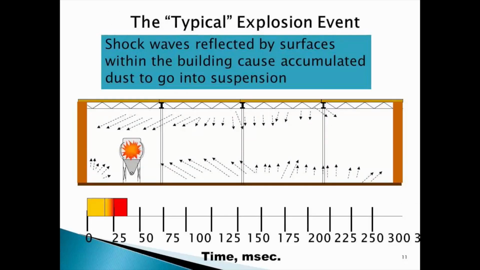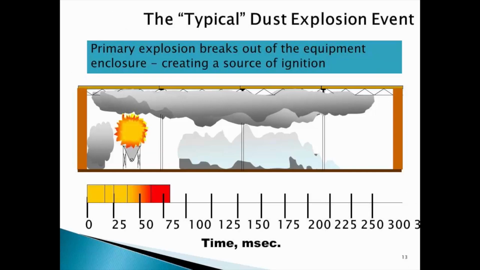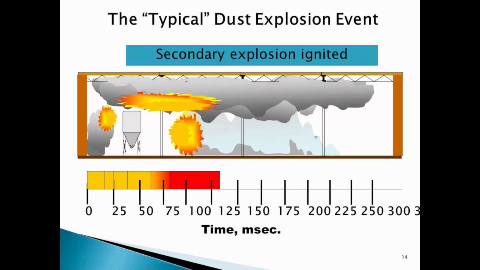The figure shows that the shock waves reflected by surfaces within the building cause accumulated dust to go into suspension. Look at the figure. The dust clouds are thrown in the air by the shock waves. Now, the primary explosion breaks out of the equipment enclosure, creating a source of ignition. The secondary explosion is ignited.